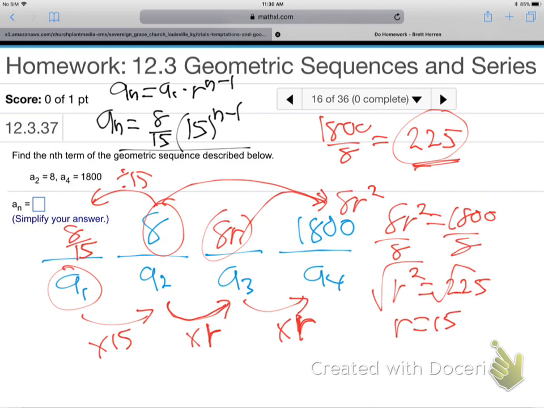So if the 1800 had been further down, like the third term, you can use that as a third: just go times r times r times r, however many r's. Yeah, cube root it or whatever. Yep, you're totally right, Luis. However many jumps down is how many times r, and then just set it equal to whatever the number is and solve, with cube roots.